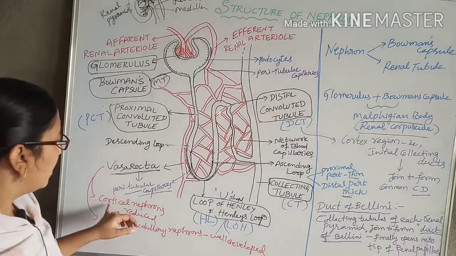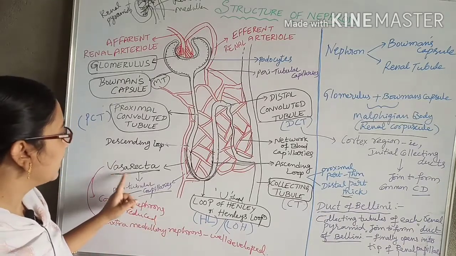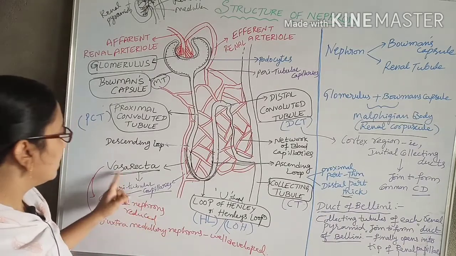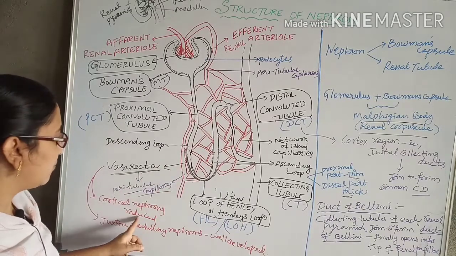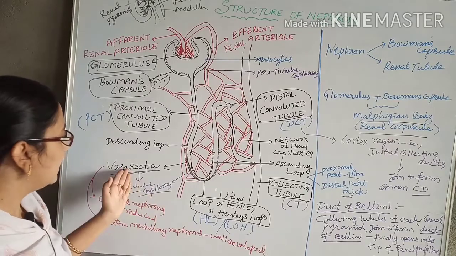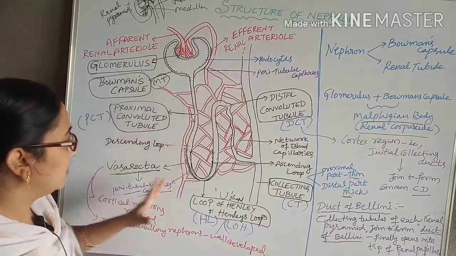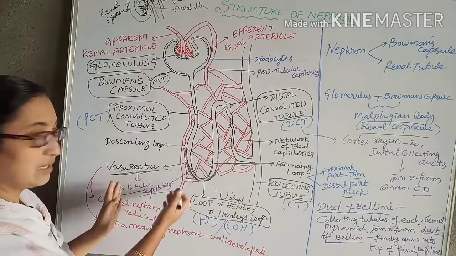Okay. Now what are cortical nephrons? In the cortical nephrons, the vasa recta, that is the blood capillary network, is reduced. Whereas in the juxtamedullary nephrons, the vasa recta is nothing but the bunch of the peritubular network.